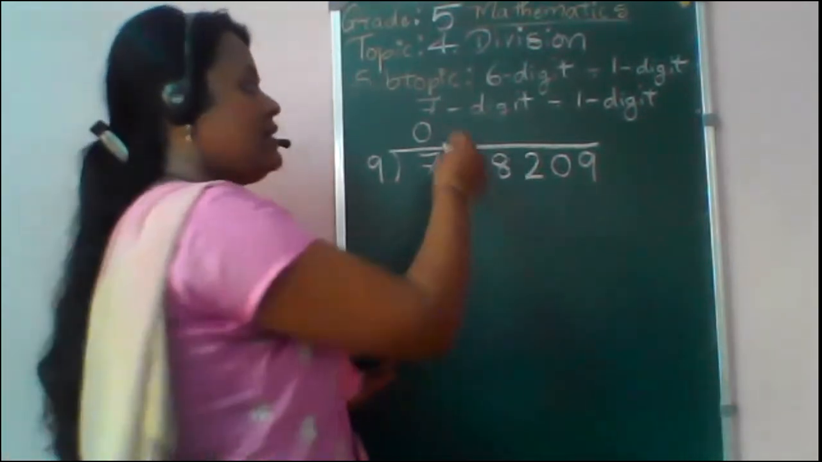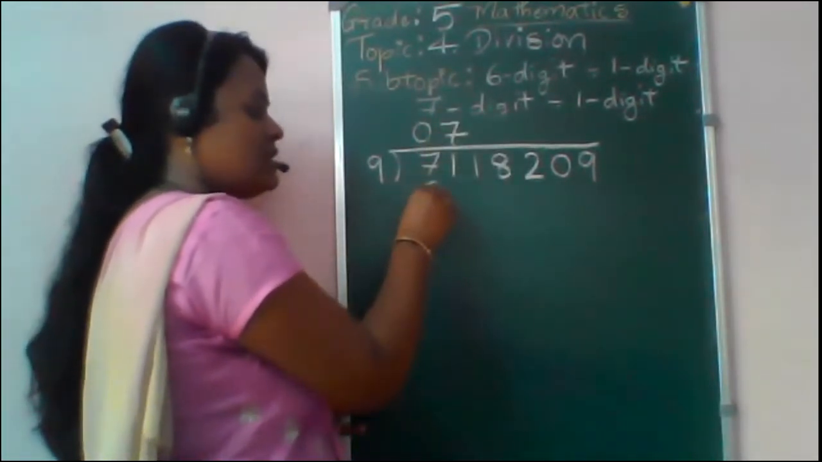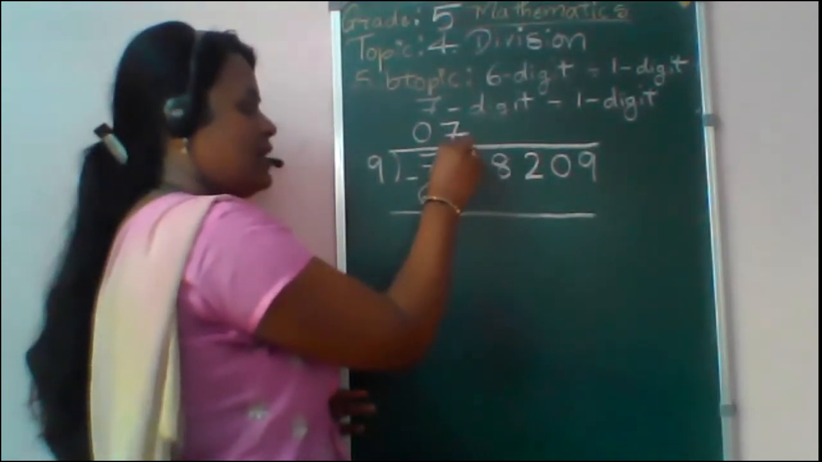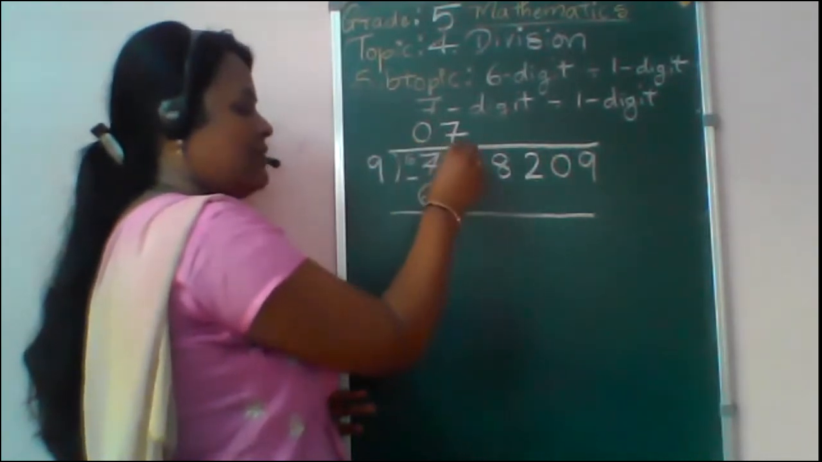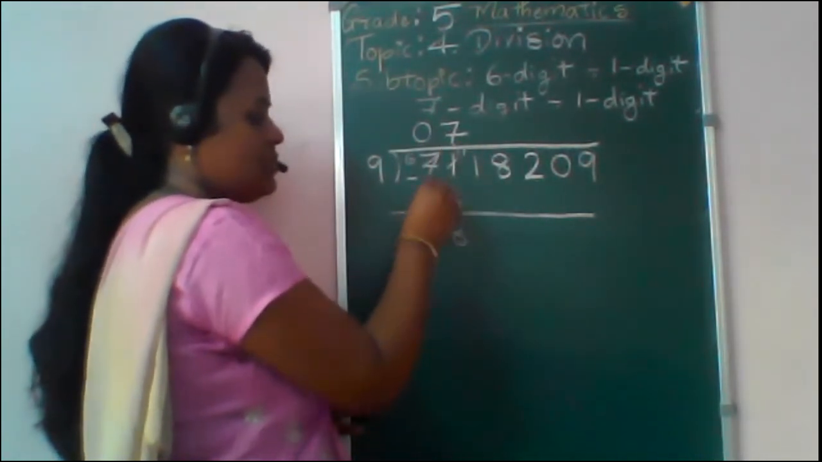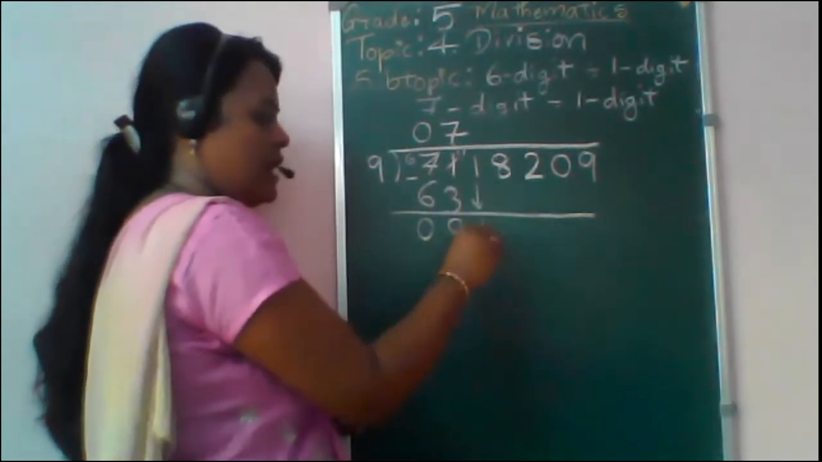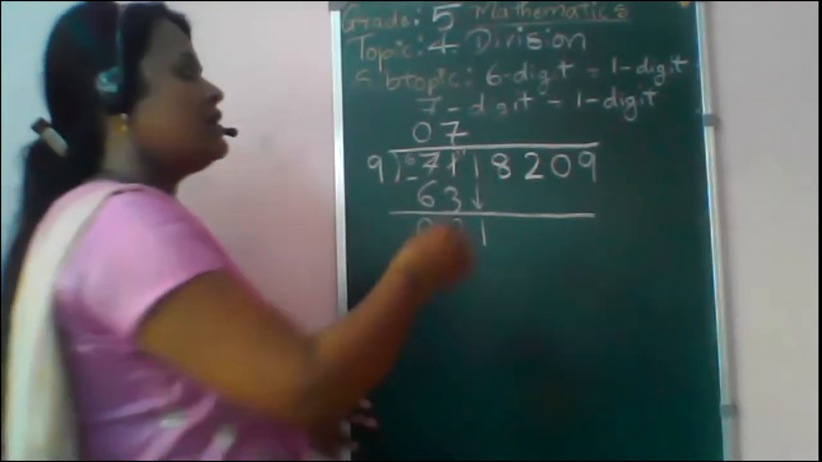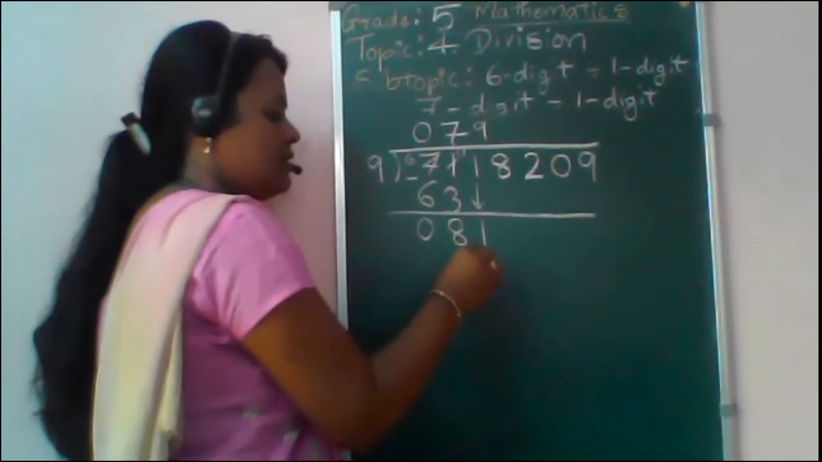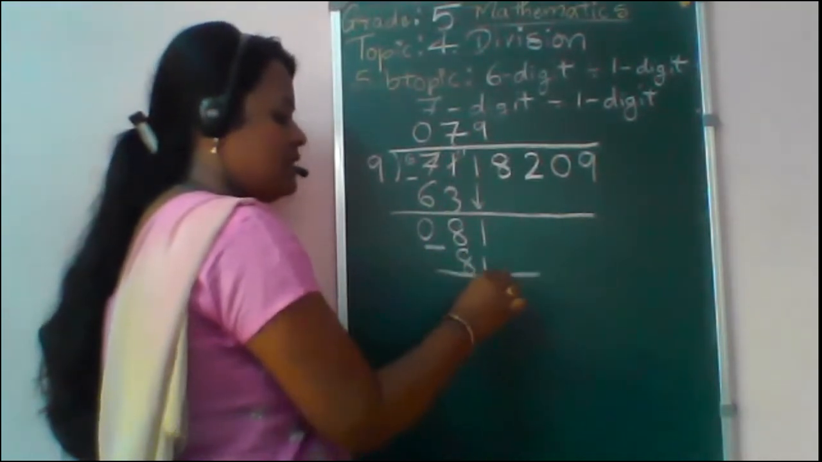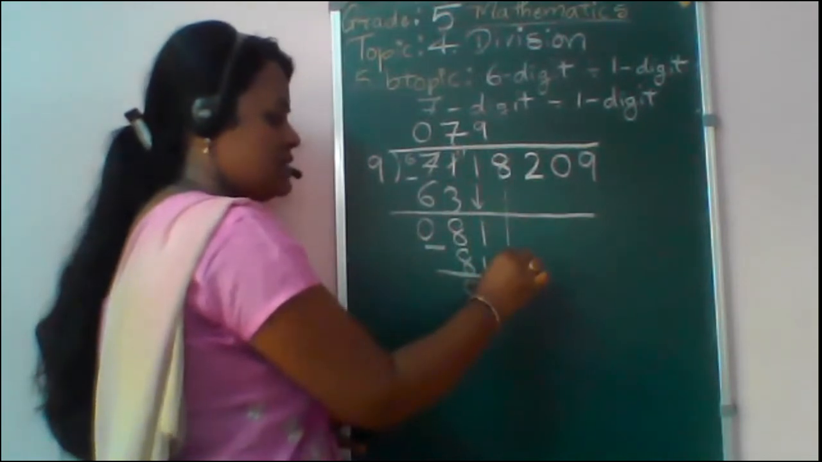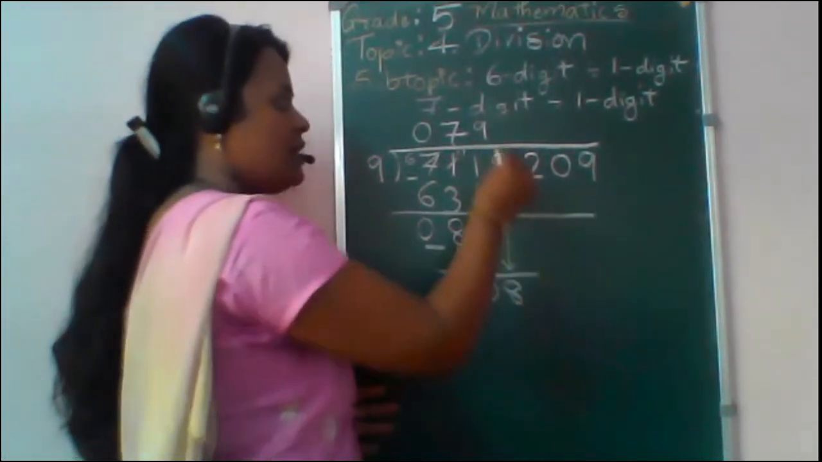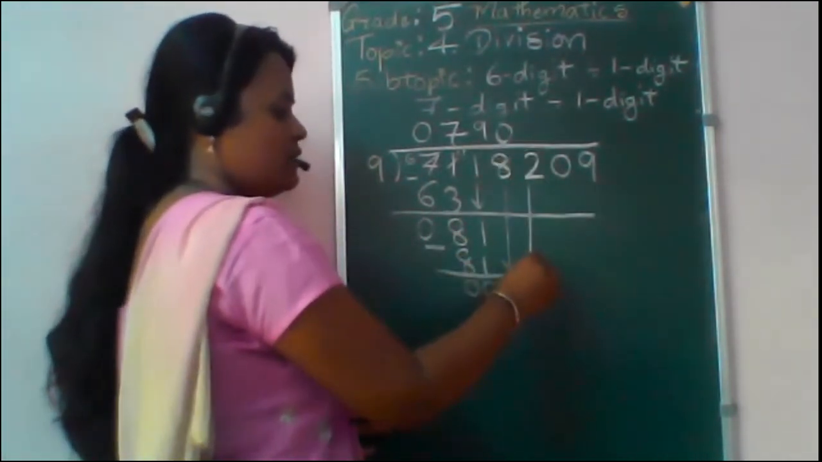So it's right that we take 9 sevens are 63, and then we subtract. We have to carry and then borrow. 11 minus 3 is 8. Bring down the next digit 1. 81, and when compared with 9, we see 9 nines are 81. We subtract, we get the remainder 0. Bring down the next digit 8. Since 8 cannot be divided by 9, since it is a smaller number, we place 0 and bring down the next digit.